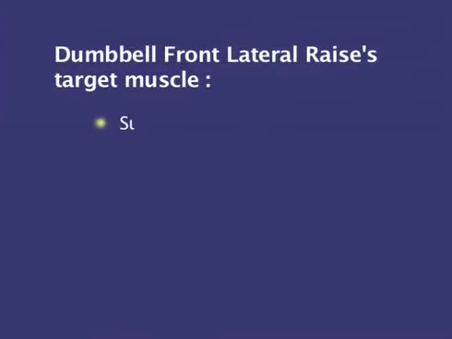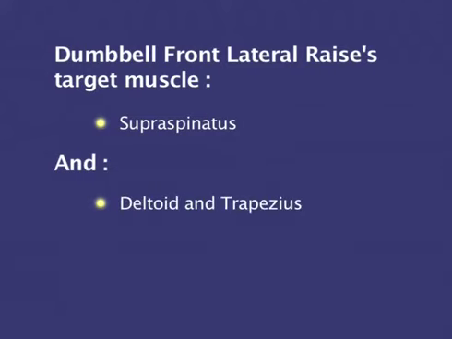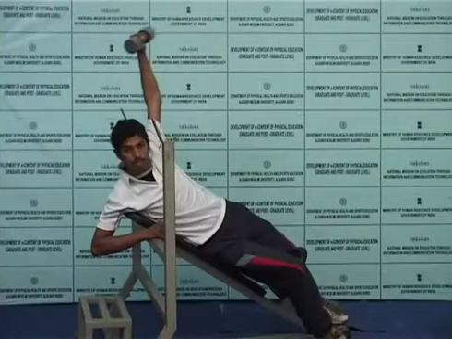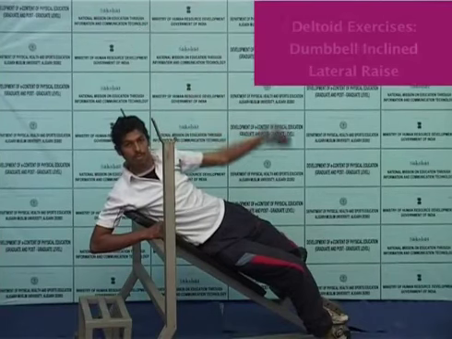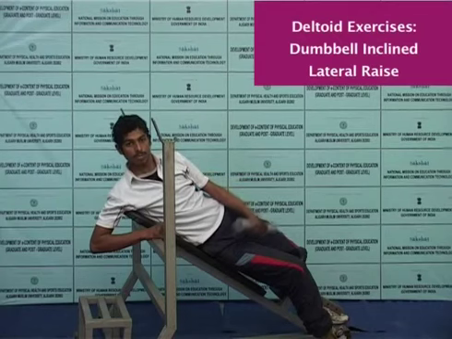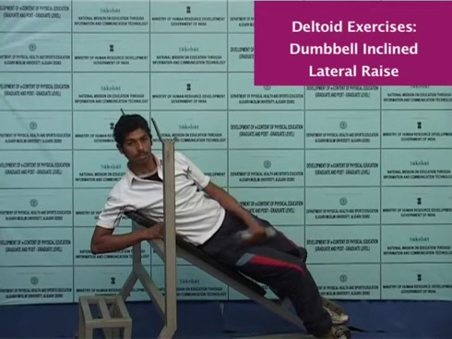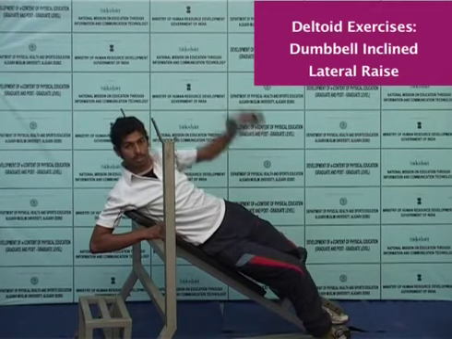The target muscle here is the supraspinatus muscle, and along with that there is a synergistic action of some more muscles, especially the deltoid and trapezius, which act synergistically for this dumbbell front lateral raise. The subject should grasp the dumbbell in one hand and be lying on an inclined plane, around 30 to 45 degrees inclined, with the opposite side of the body on the incline and the arm over the top of the bench.